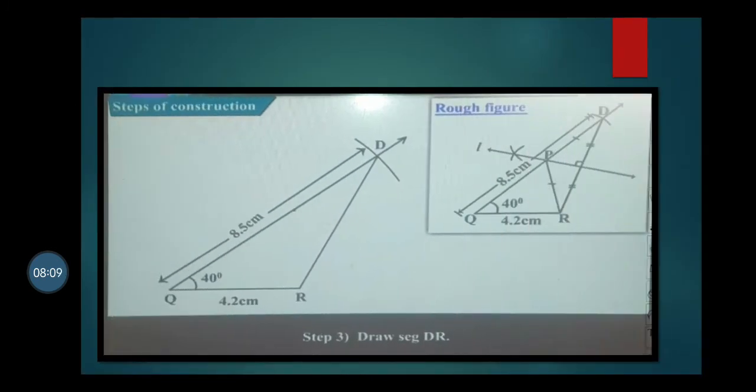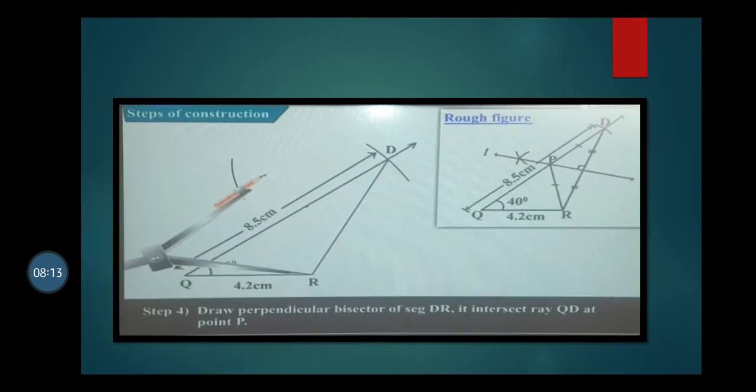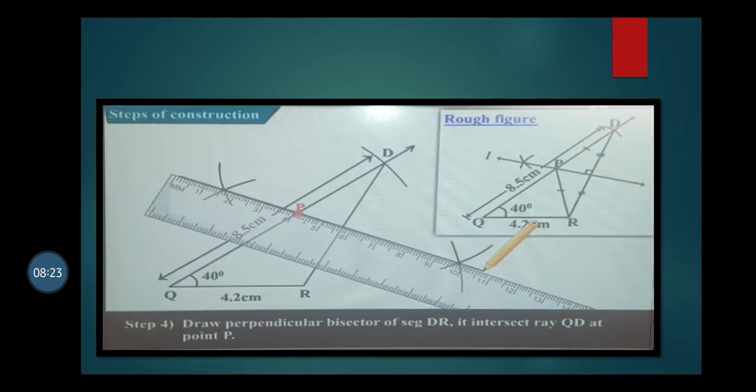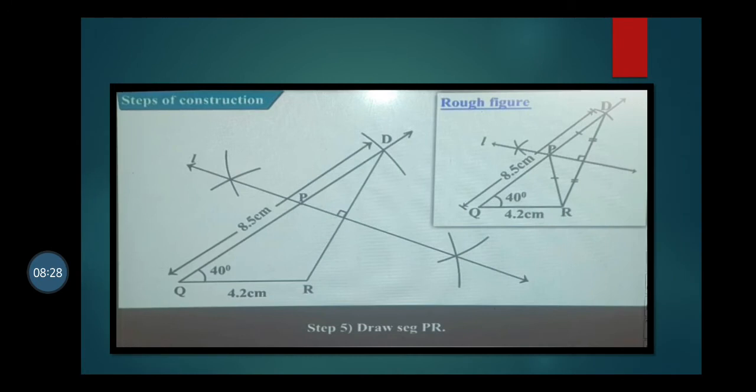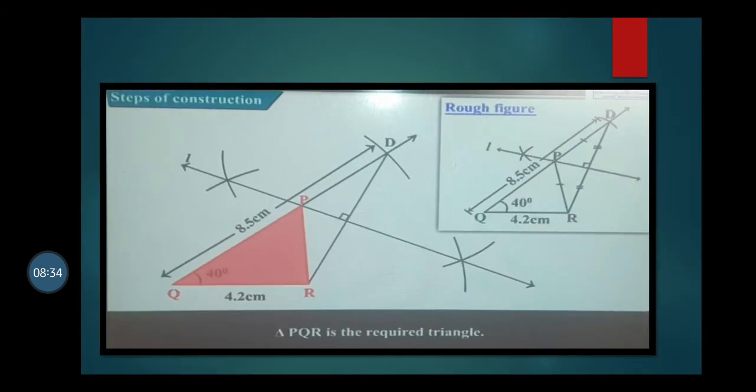Step number 3. Draw seg DR. Step number 4. Draw a perpendicular bisector of seg DR. It intersects ray QD at point P. Step number 5. Draw seg PR. Therefore, triangle PQR is the required triangle.